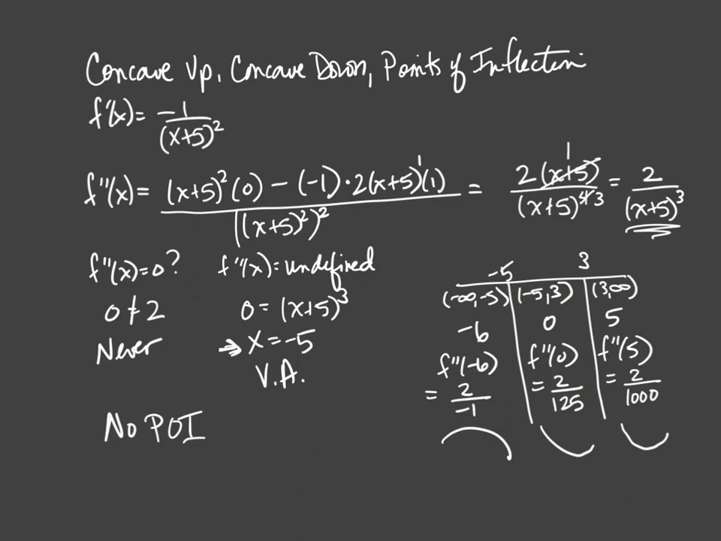We're going to go ahead and find our concave up, concave down points of inflection. So I've got my first derivative there, negative 1 over x plus 5 squared. And then I'm going to do the work to find the second derivative. So second derivative, remember, is bottom times the derivative of the top minus the top times the derivative of the bottom.